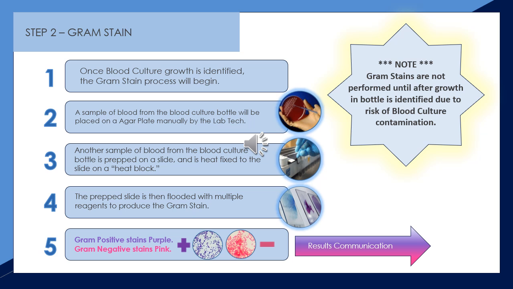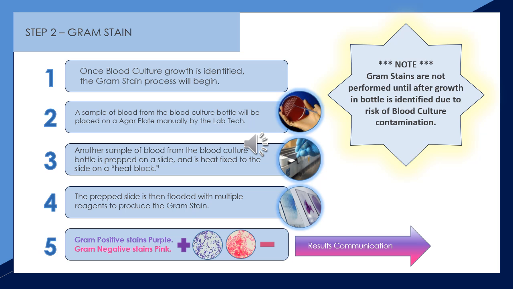Step 2 in the blood culture process consists of a gram stain. Once blood culture growth is identified, the gram stain process will begin. A sample of blood from the blood culture bottle will be placed on an agar plate manually by a lab tech. Another sample of blood from the blood culture bottle is prepped on a slide and is heat fixed to the slide on a heat block.